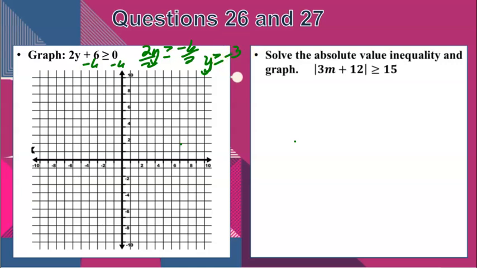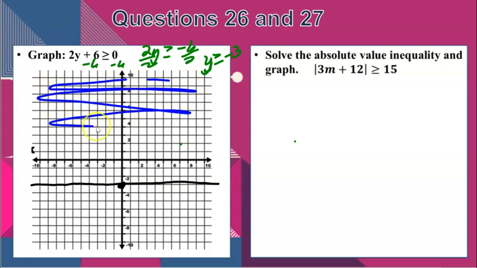So I put a point at negative 3 on the y-axis. The slope is 0, so I know it's a horizontal line. Because it has the equal to, it's going to be a solid line, so a solid horizontal line. Greater than means it's going to be above the line, so everything above the line and on the line is a solution.